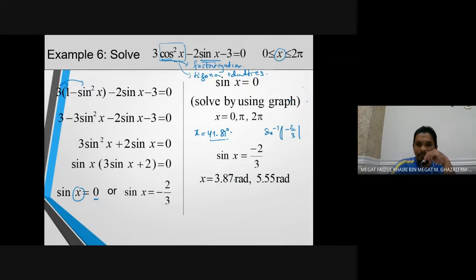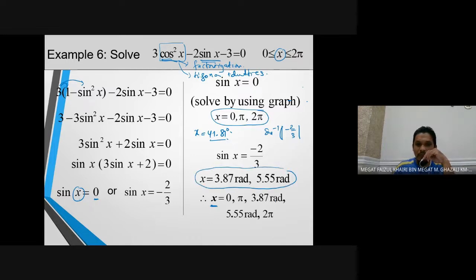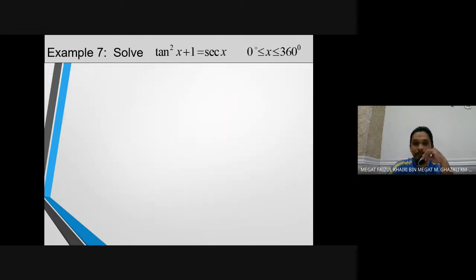Okay, for this one here now, the value of x, we're taking from both sine x equal to 0 and sine x equal to -2/3. So we're taking all of this and both of these. So this is the full list of the values of x for this equation.